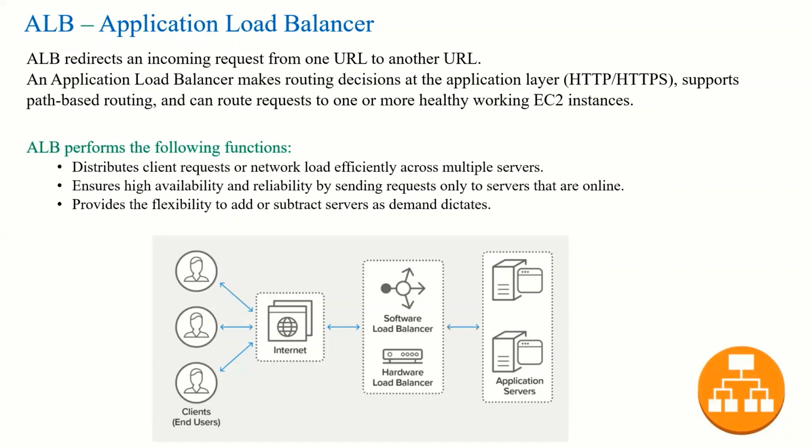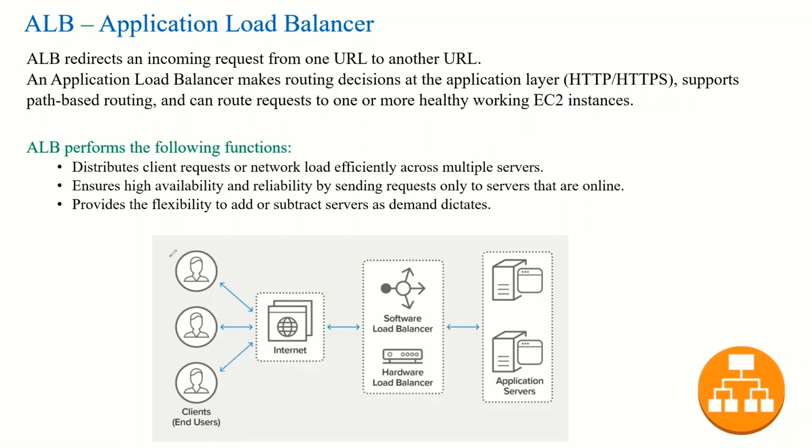An application load balancer performs the following functions. What are they? It distributes client requests or network load efficiently across multiple servers. It ensures high availability and reliability by sending requests only to the servers that are online. It provides the flexibility to add or subtract servers as demand dictates. This type of traffic we can see with Amazon or Flipkart, any of the web servers.